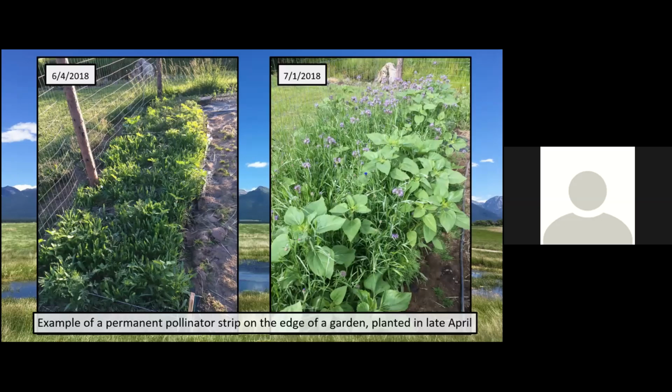And then this is an example of putting a pollinator garden in the edge of a garden. So this is just putting in a permanent pollinator habitat along the edge of a garden. And so this is just showing, so it was planted in April, and then on the left, it's pretty well established in June, and then in July, there's already flowering species, and so this was the first year. In the second year, there'd probably be flowering species even sooner, in June.